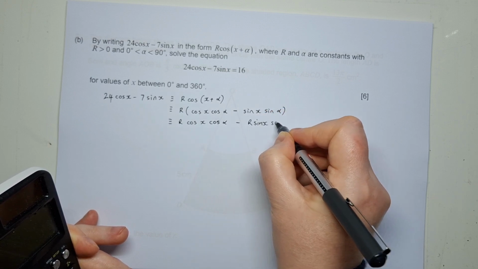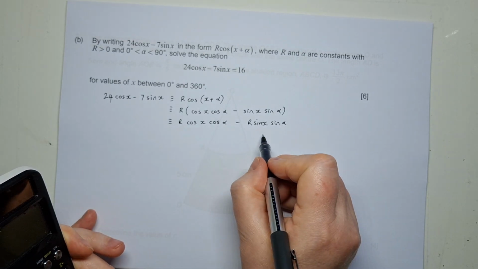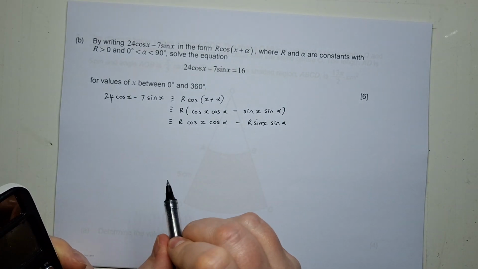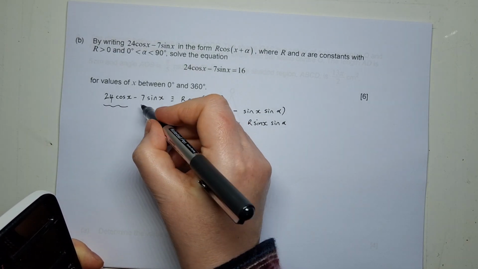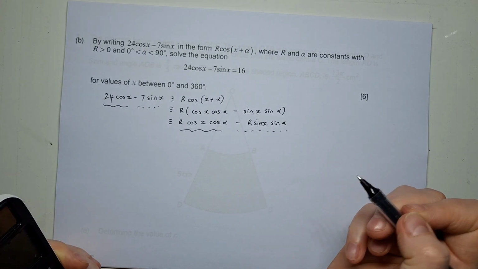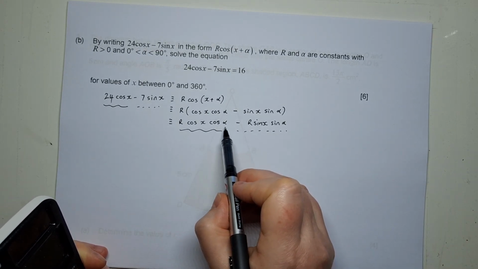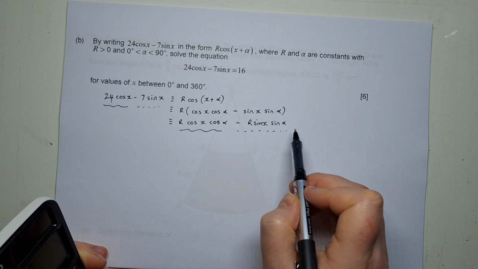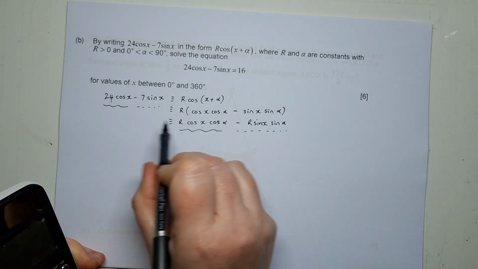Okay, so now we're saying that this left hand side is equal to this right hand side, and the only way they're going to be equal is if the cos terms are equal and the sine terms are equal. The cos x terms and the sine x terms. Remember, the r cos alpha and the r sine alpha are just numbers, okay? So we're going to do what we call equate these terms.